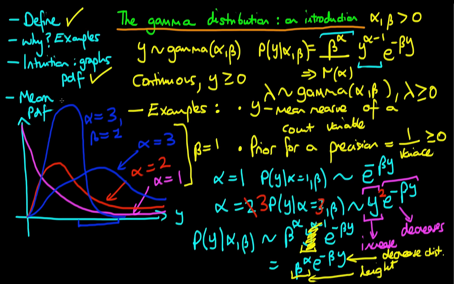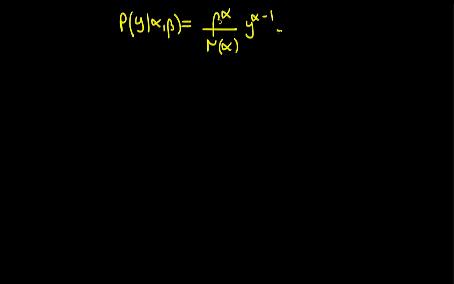Now what I want to do is work out the mean of a gamma distribution. And to do so, I'm going to move to a new clean canvas. So I'm going to start out by writing out the PDF for this example. Just so that we have it at the top, the probability of y given alpha and beta is equal to beta to the power alpha, all divided through by the gamma function of alpha, times y to the power alpha minus 1, times e to the power minus beta times y. And remember that this distribution is only defined for y being greater than or equal to 0.